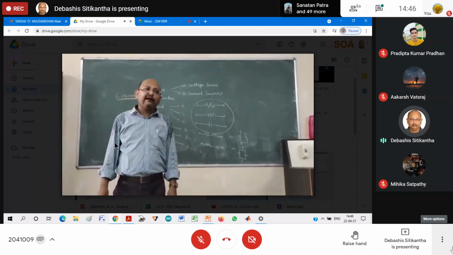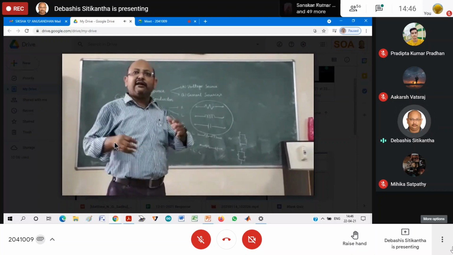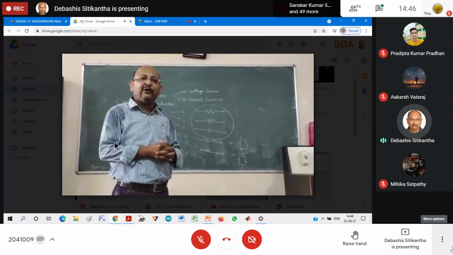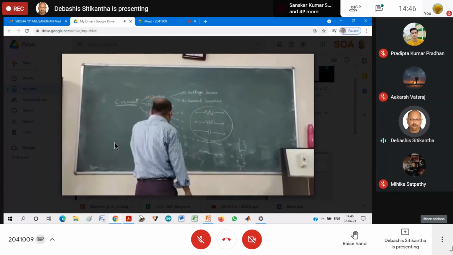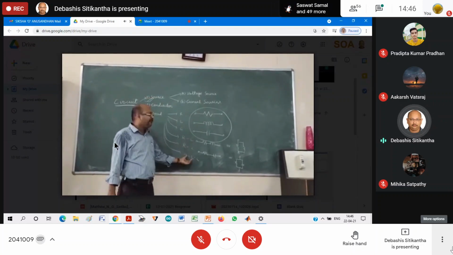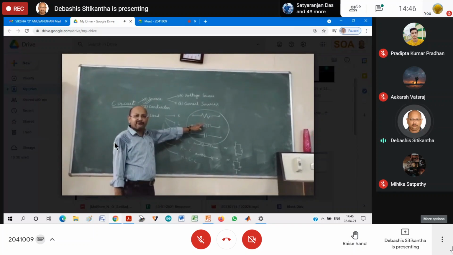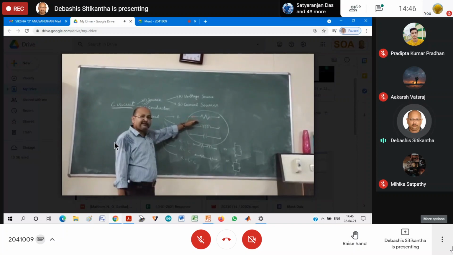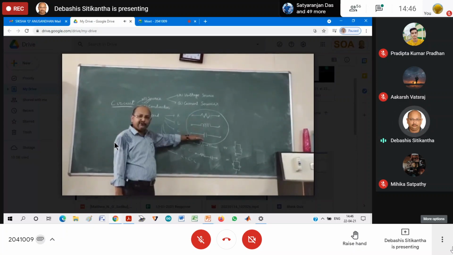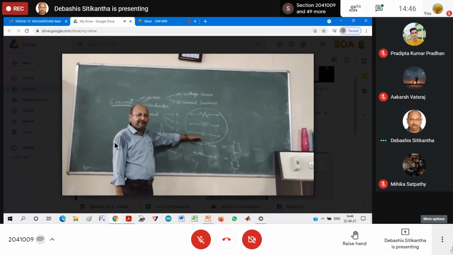Okay? So in our everyday life or whatever experiments we will be doing in this lab, we will actually be dealing with these types of load, because getting these three types of pure load is next to impossible. Why? Because getting a pure resistor or a pure inductor or a pure capacitor is not possible.